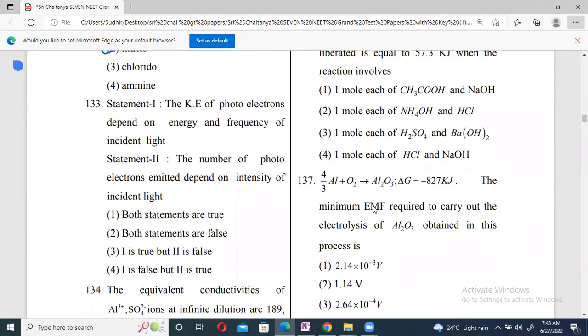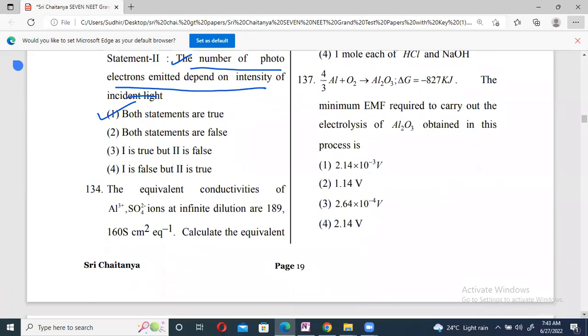Statement 1: kinetic energy of photoelectrons depends on the frequency, right, beta? The number of photoelectrons emitted depends on the intensity of light, right? So both the statements are true here. But the equivalent conductivities of aluminum and sulfate ions are given, and still they are asking equivalent conductivity. One concept is there for this one. Let me discuss it with you.